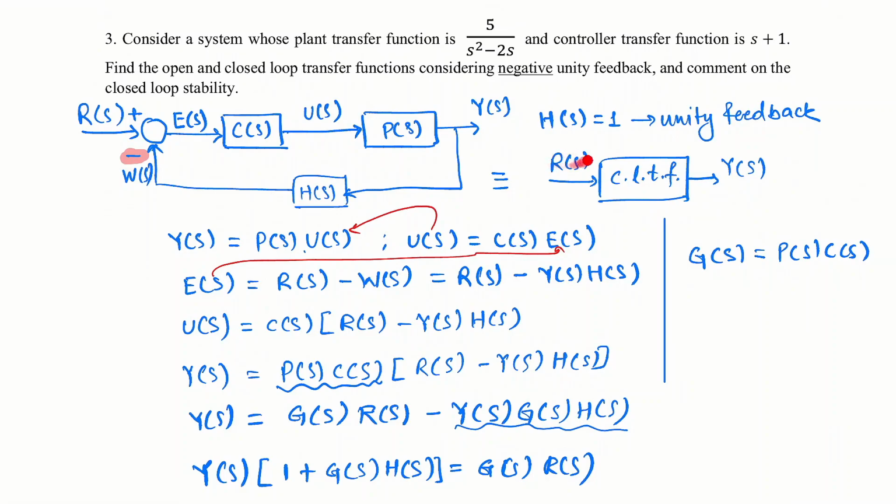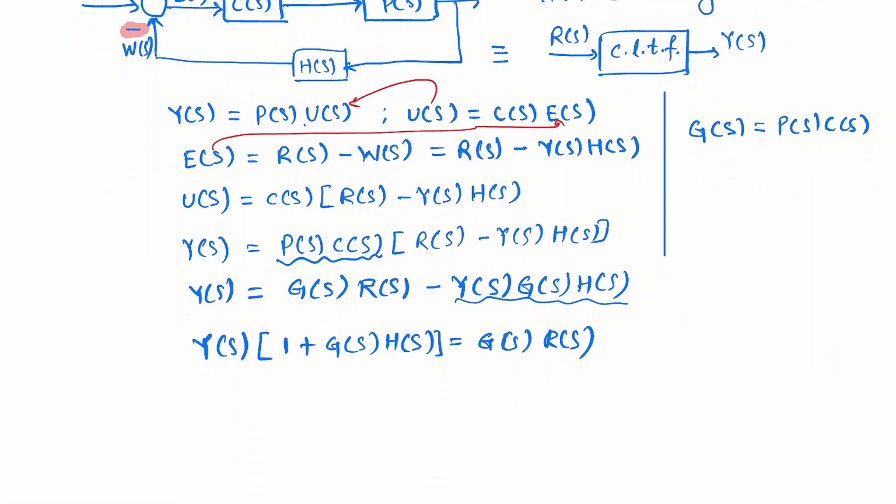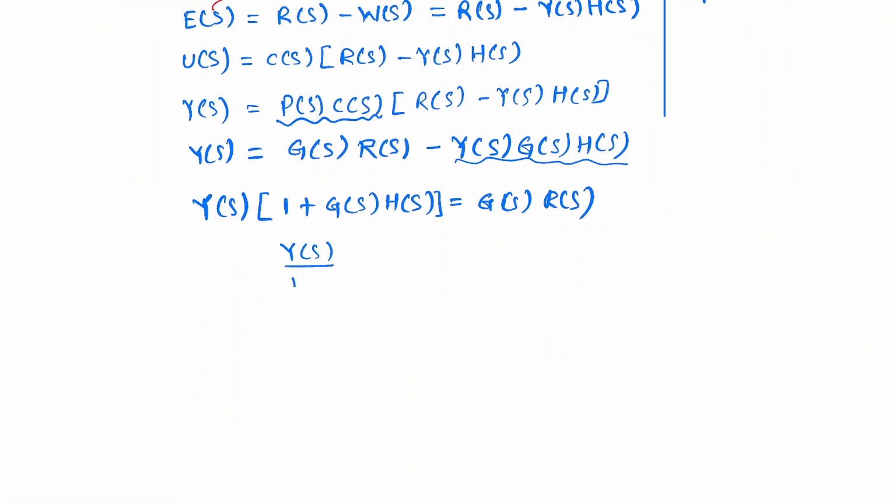So Y of S over R of S would be the closed loop transfer function, which is G of S over 1 plus G of S H of S. Now let's take a look at this problem and see what these transfer functions are.